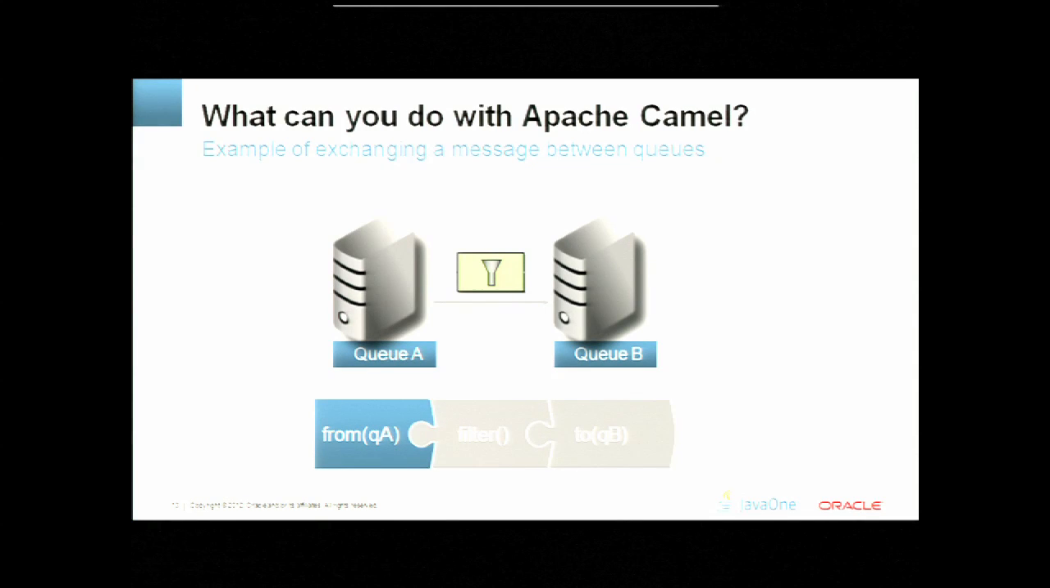The Java domain-specific language and the Spring XML domain-specific language for Camel are very tied. They're very connected to the enterprise patterns here. So we can actually think about the pattern when we see the code.